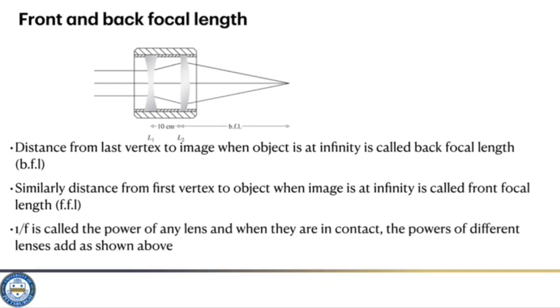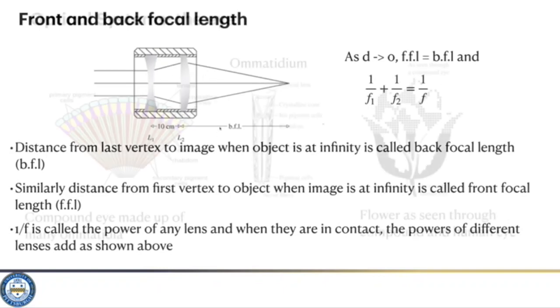And 1 over F is called the power of any lens, and when two lenses are in contact, the powers of different lenses add as shown. So indeed, as D goes to 0, the front focal length and the back focal length become equal, and you can then simply add the two focal lengths in this reciprocal fashion, or add up the powers as they are called. The powers are just 1 over the focal length. 1 over F1 plus 1 over F2 gives you 1 over F when I make this distance go to 0.